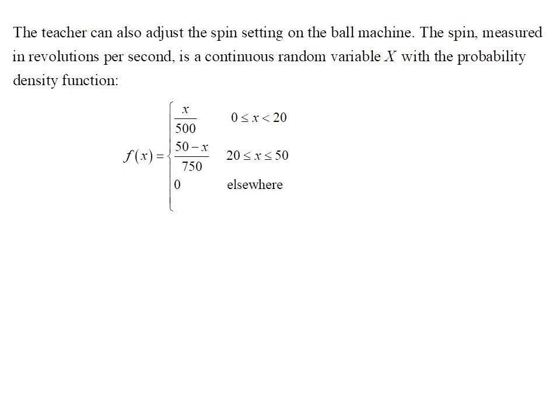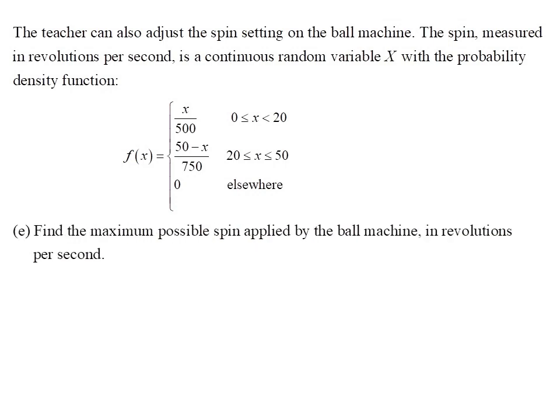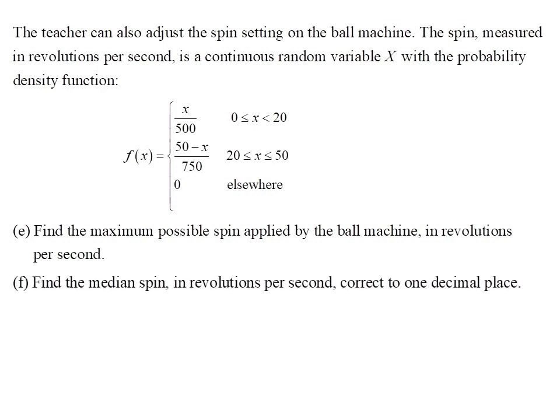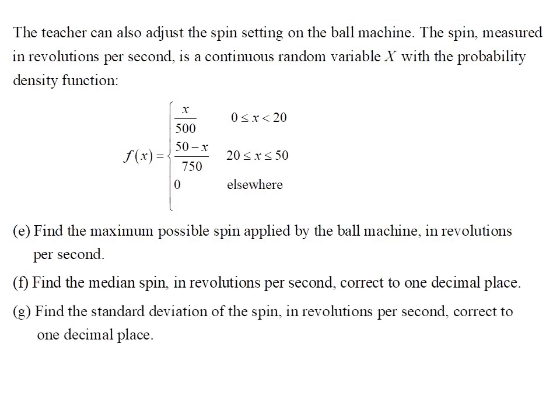Based on the above, part E of this question is to find the maximum possible spin applied by the ball machine. Part F of this question is to find the median spin, and part G of this question is to find the standard deviation of the spin.